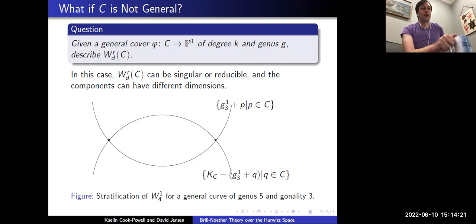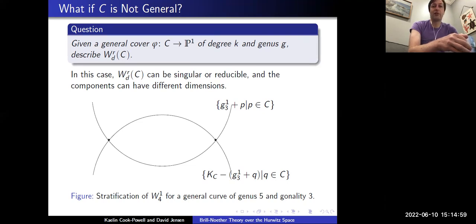Well, one way I could get a line bundle of degree 4 and rank 1 is I could take my line bundle of degree 3 and rank 1 and I could add a base point to it. So for every point on the curve, you get such a line bundle, and that's one of the components that I've pictured here. You take the G13 and you add a point. So you get a component that's isomorphic to the curve.